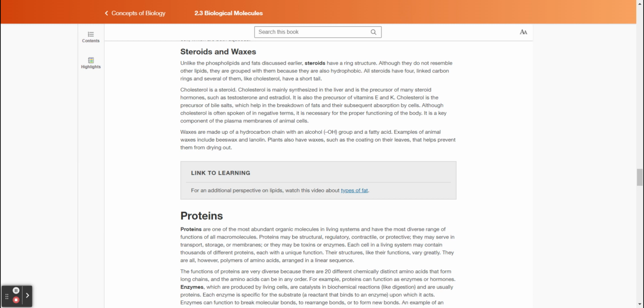Cholesterol is a steroid. Cholesterol is mainly synthesized in the liver and is the precursor of many steroid hormones such as testosterone and estradiol. It is also the precursor of vitamins E and K. Cholesterol is the precursor of bile salts, which help in the breakdown of fats and their subsequent absorption by cells. Although cholesterol is often spoken of in negative forms, it is necessary for the proper functioning of the body. It is a key component of the plasma membranes of animal cells.